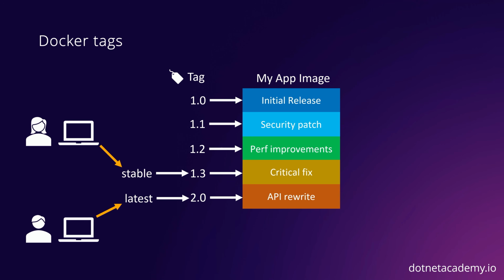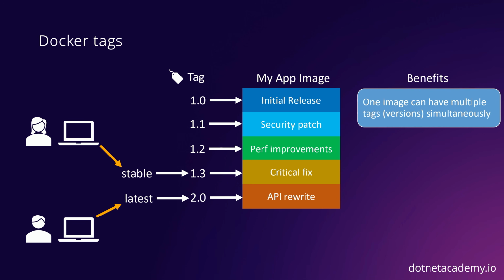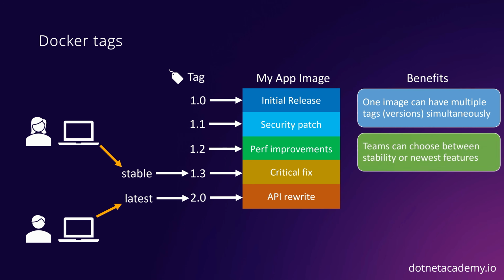So as you can see, this tagging system is a great way to maintain multiple versions of your application simultaneously, giving your team the flexibility to choose between stability and cutting-edge features while keeping a clear history of every change. Let's see now how to use Docker tags in practice.